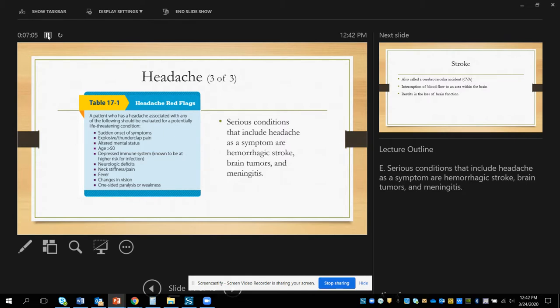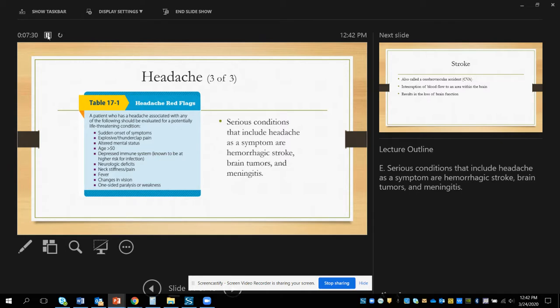If the patient already has a depressed immune system, if they have any neurologic deficits, and those deficits are things that we're going to look at with our stroke screening. So if they have any type of arm drift or one-sided weakness or facial drooping or slurred speech, those are neurologic deficits that would definitely lead us to believe the patient is experiencing a stroke and not just a headache.